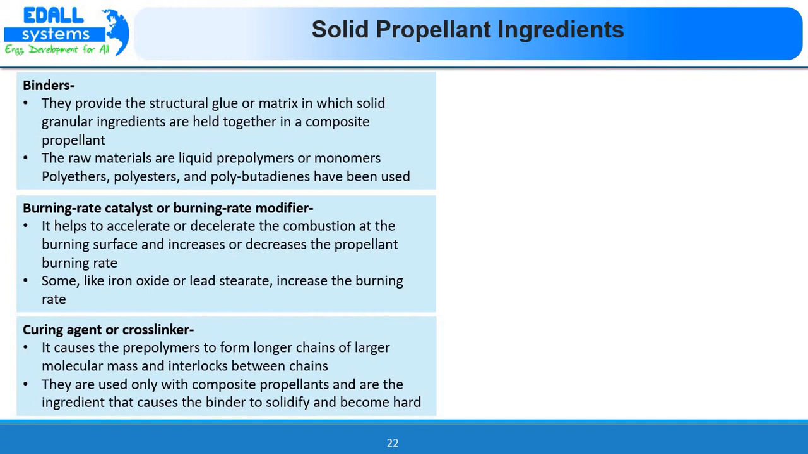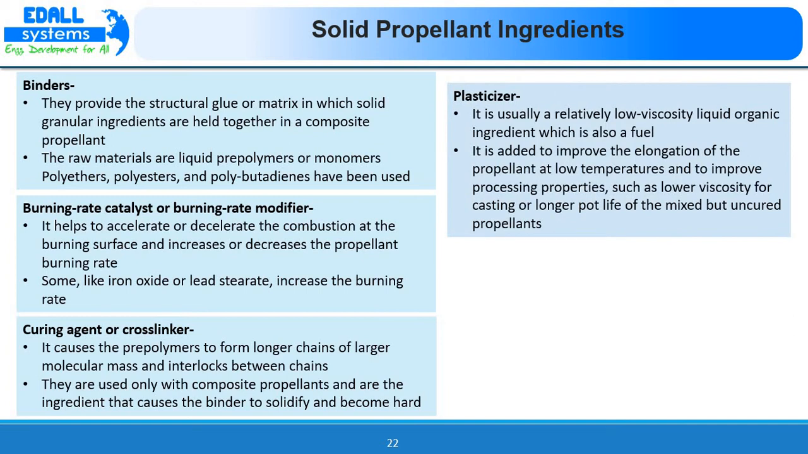Then we have curing agent or cross-linker. It causes the prepolymers to form longer chains of larger molecular mass and interlocks between chains. They are used only with composite propellants and are the ingredient that causes the binder to solidify and become hard. That is, it is mostly used to cure the binder in composite propellants.